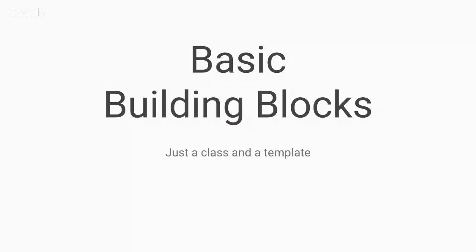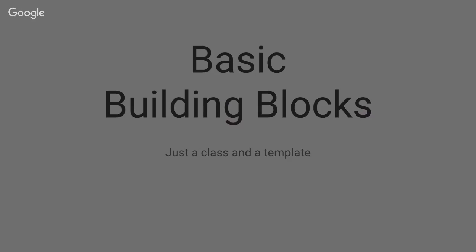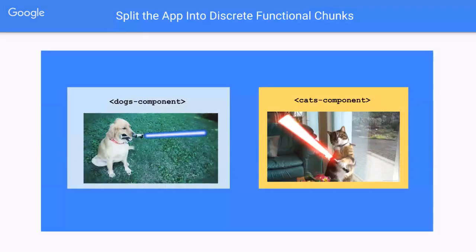One of them is that you can split your application up into these discrete functional chunks. So you can have something over here like a dog component on the left and then a cat component on the right. And these things are very different from one another, and that's perfectly fine. They can sit on their own. You don't have to worry about things weaving between one another.